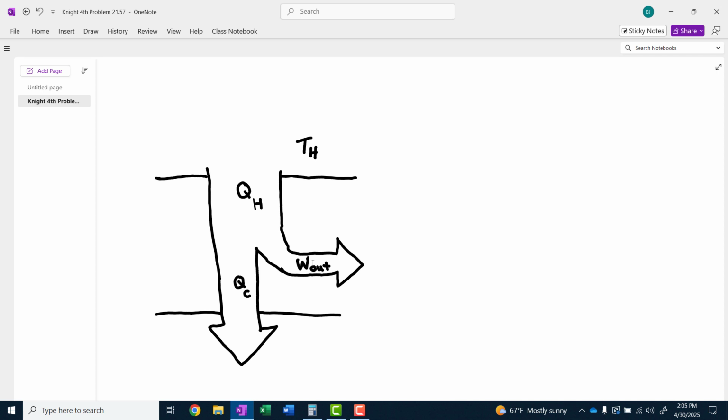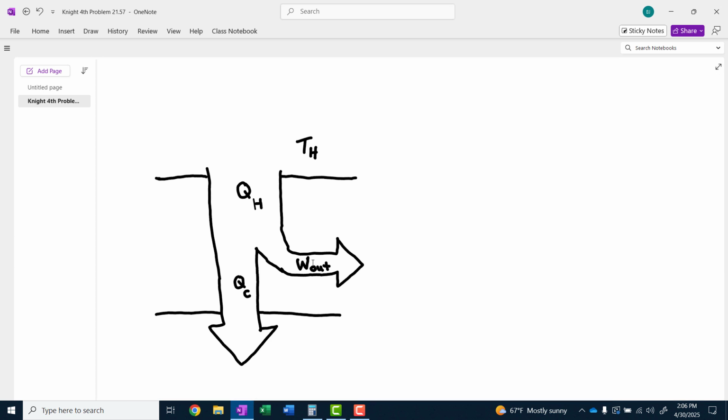Oftentimes when we use the letter Q by itself, it can be positive or negative depending on whether heat is flowing into the gas or out of the gas. I say gas because all of the heat engines that we analyze in this chapter use an ideal gas as their working substance, even though at a power plant, inside the turbine, you've got a mixture of steam and liquid water, and that's more complicated to analyze. You'd have to take a more advanced class. So Q in general can be positive or negative, but QH and QC are always positive numbers.